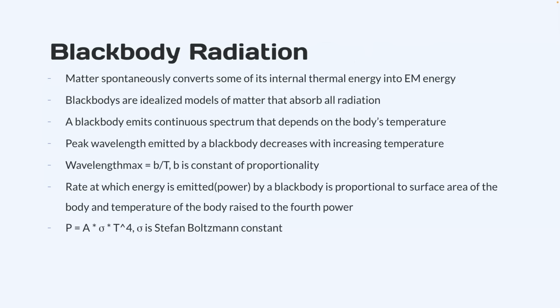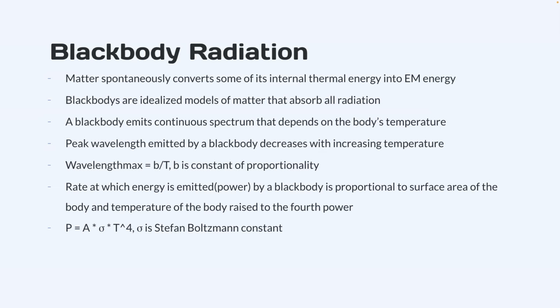Matter will spontaneously convert some of its internal thermal energy into electromagnetic energy. Black bodies are idealized models of matter that absorb all types of radiation. In general, the color black will absorb all types of radiation. A black body emits continuous spectra, and that depends on the body's temperature. The peak wavelength emitted by a black body decreases with increasing temperature. The max wavelength is equal to B over T. B is the constant of proportionality, and T is the temperature. So yeah, it decreases with increasing temperature.